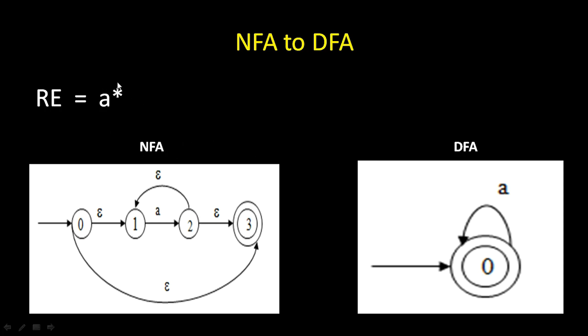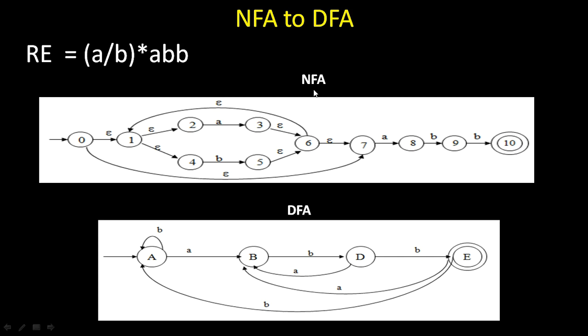This is the regular expression A star. A star can be represented as an NFA like this, with two or more possible transitions from the same input. But in the DFA, there is no epsilon symbol and only one output for a particular input symbol A. This is another example. In the non-deterministic finite automata, there is an epsilon symbol and one or more combination paths. But in the DFA, there are no epsilon symbols, and in a particular state, there is only one possible transition for a particular input.